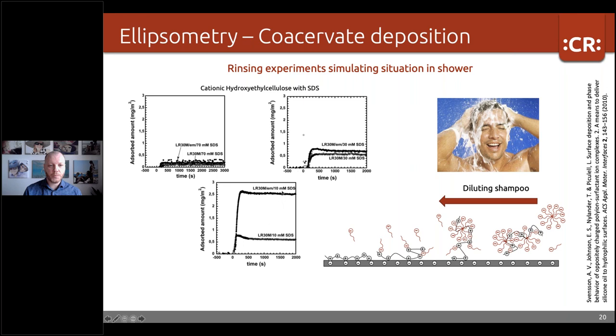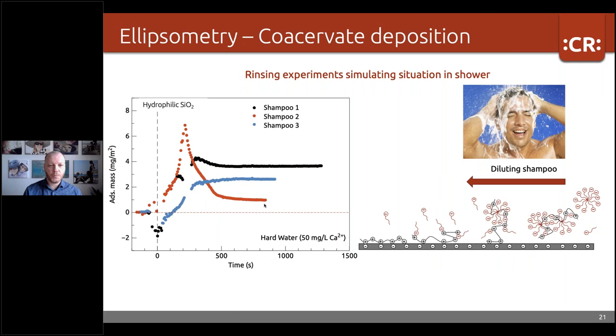But then at the lowest surfactant to polymer ratio, there's actually quite a dramatic effect here, telling you that you get co-deposition. So it's not just the coacervates that deposit, but they are actually also hydrophobic enough to sort of entrap and bring down the silicone oil droplets, in this case, to attach to the surface. So the deposition and co-deposition depends very much on your starting formulation for shampoos, the ratio between the polymer and surfactant, and of course the nature of both as well.